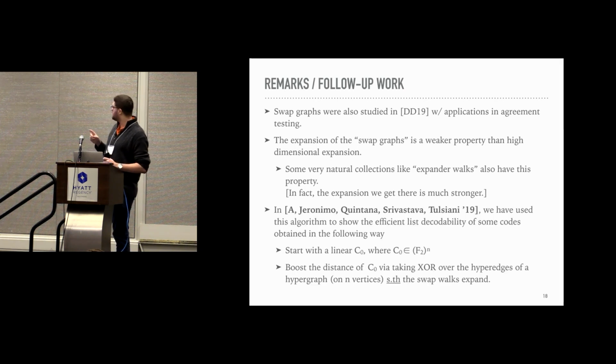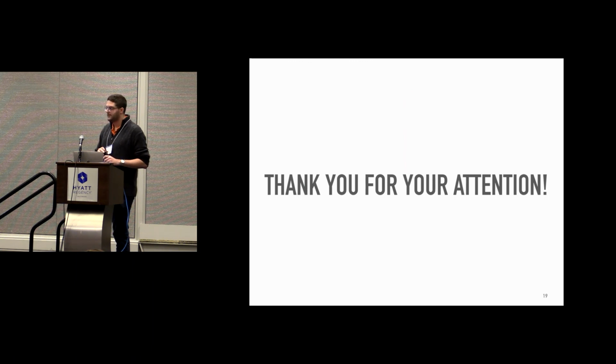And in recent work with the same three of us, alongside Dylan Quintana and Shashank Srivastava, we show that our algorithm implies the list decodability of certain codes built in a very natural way, where I'll just start with a linear code first on, I guess, n bits. And then I boost the distance of this code just by taking XORs over the hyperedges of a hypergraph that is satisfying this property of the expansion of the swap graph. And then I can use my algorithm and some other SOS tricks to decode this code. Okay, so this was all that I had. Thank you for your attention.